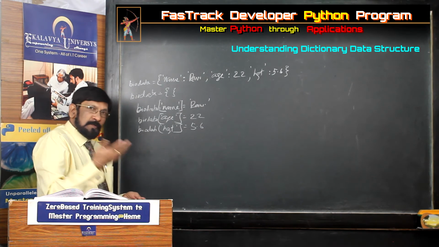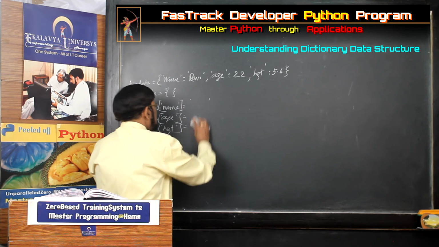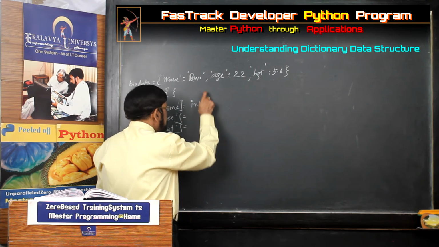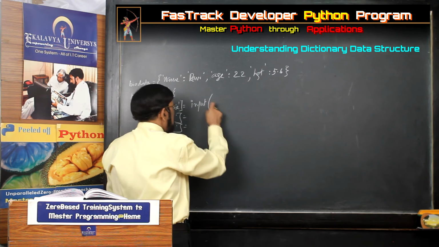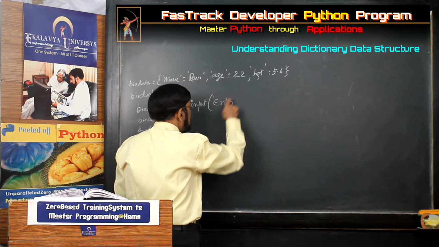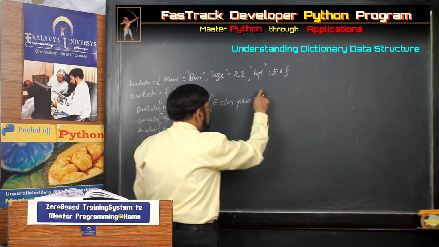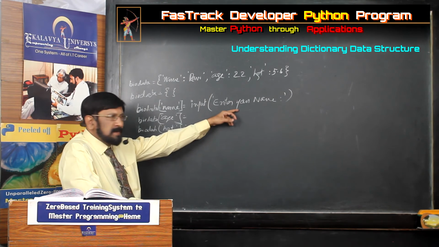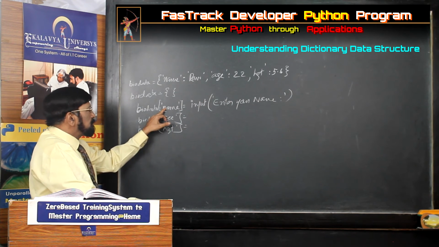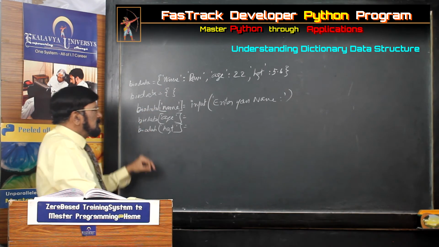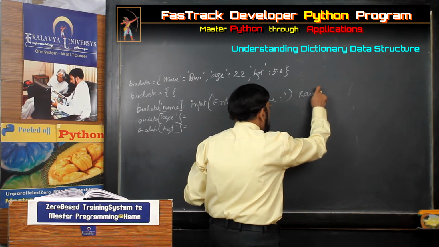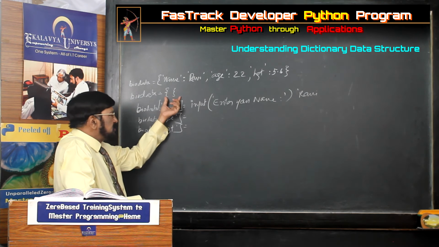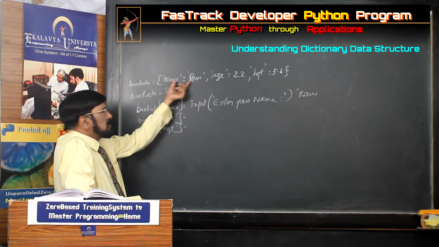Next, if you want to read from the keyboard, then what can you do? Actually, we already worked out the input function, and you write a prompt statement. What prompt statement is required? Enter your name. In that way, you read the name and it is stored here. It will be the item here. Actually, you entered Ravi. Then what happens? The same thing is created in the empty dictionary. Name and Ravi will be the part.